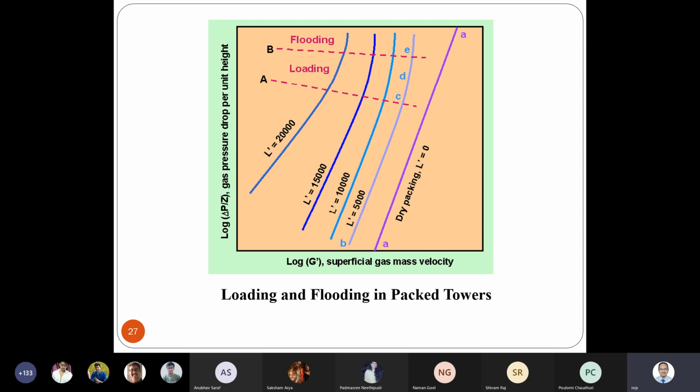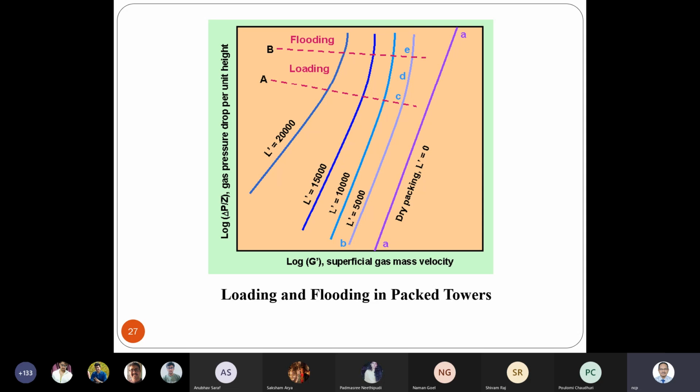Now, what is happening in this case? The liquid hold up is gradually increasing. Hold up means the amount of liquid remaining inside the tower. That is reducing the passage or the flow area for the gas, so the gas pressure drop increases much faster. So the amount of liquid remaining in the tower is gradually increasing.